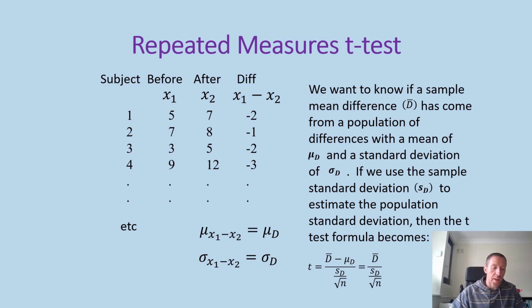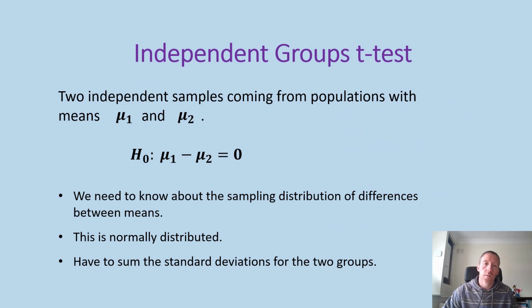All right, so that's the repeated measures t-test. Essentially it's the same as a one sample t-test, but rather than a group mean, we're looking at difference scores for participants between time 1 and time 2, so to speak.